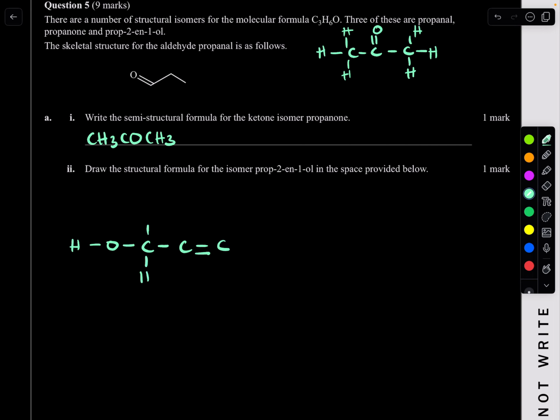And then just put everything in: there'll be 1 oxygen here, of course 1 oxygen here, 1 hydrogen here, 1 hydrogen here. And yeah, that's it. So that is, draw the structural formula for that. Easy.